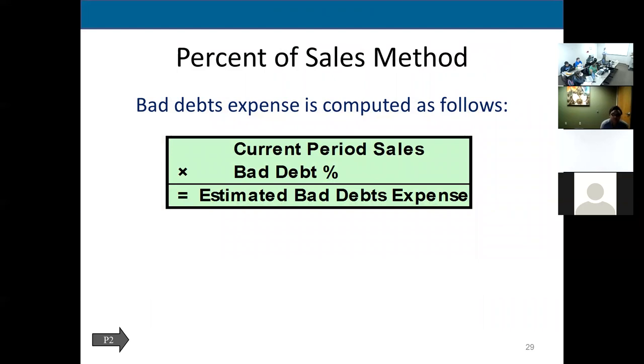All right, percent of sales method. We can simply say bad debts can be computed by taking the current period sales estimated or multiplied by the bad debt percentage. That sounds like the easy way. It's a direct multiplier. Now, obviously, you're going to have some basis for determining that bad debt percentage. It's not just a random number that you would pull out. But you would want to make sure you had a sound basis for estimating.